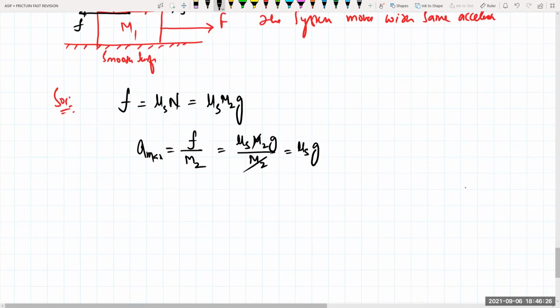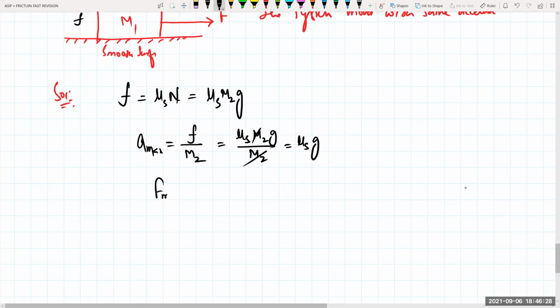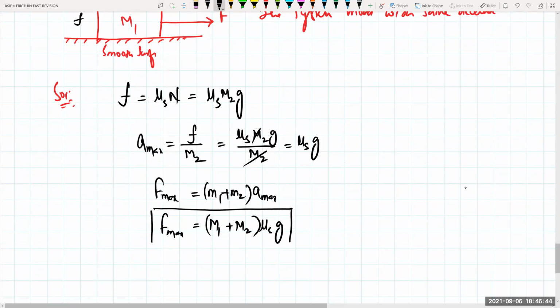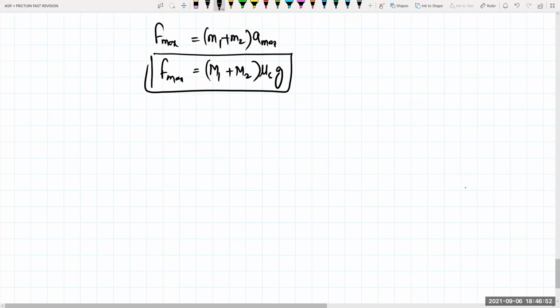So maximum force will be equal to how much? F max will be equal to m1 plus m2 into a max. This is our formula. M1 plus m2 into acceleration, which is mu s into g. So this is your maximum force. So this block on block problems approach will give an idea how to do the problems. Clear? Yes, sir. Let me do some with numerical values.